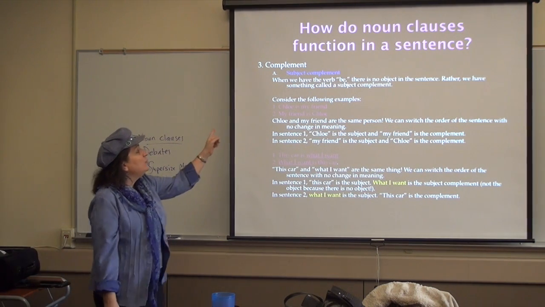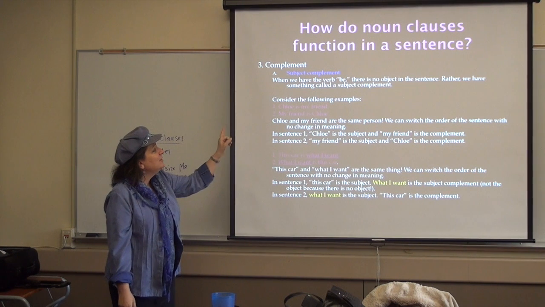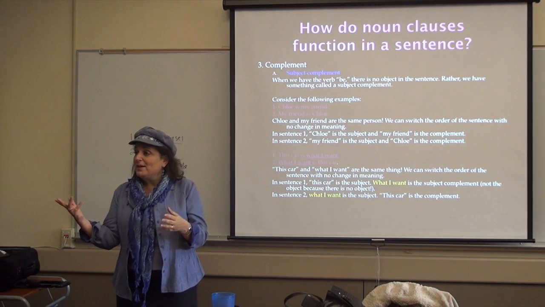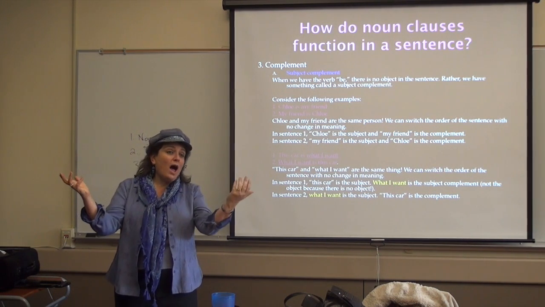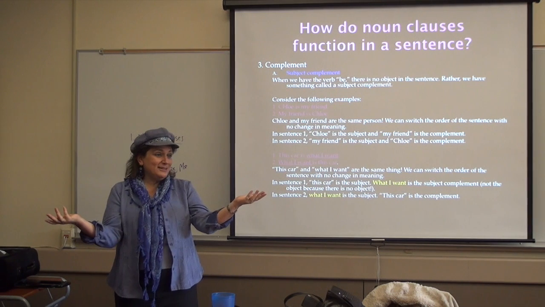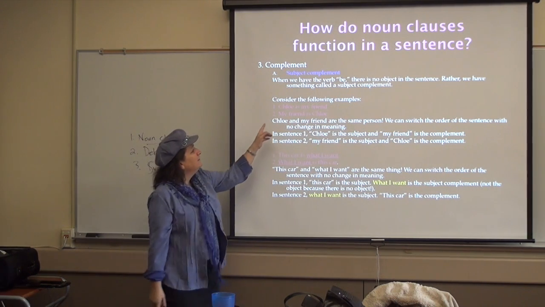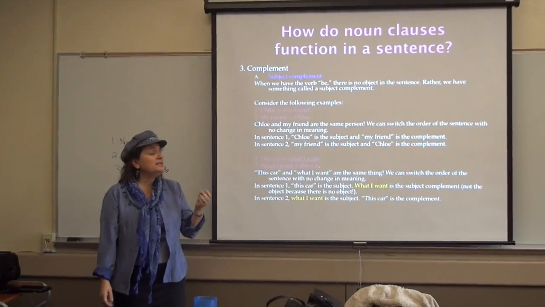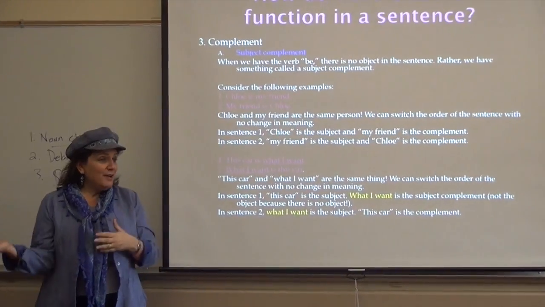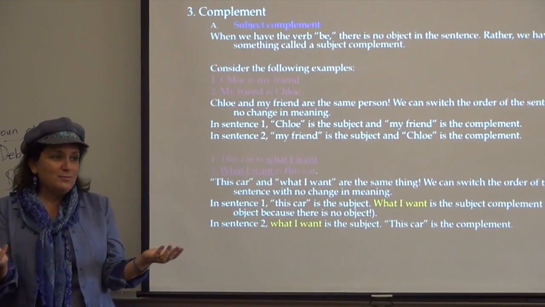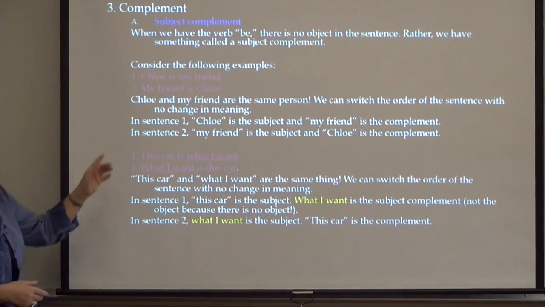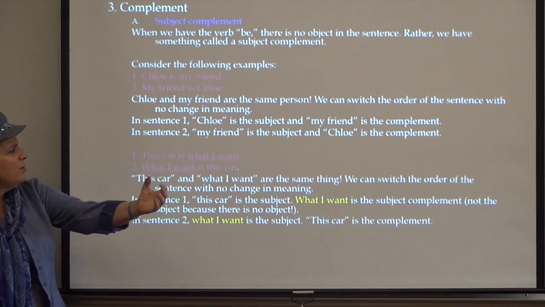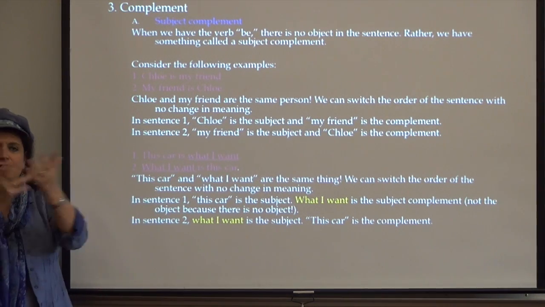So when we have the verb be, there is no object in the sentence. Rather, we have something called the subject complement. That's like X equals Y, Y equals X. Here's my example, similar to my Ricky example. Chloe is my friend. My friend is Chloe. There's no object. Chloe and my friend are the same person, right? We can switch the order of the sentence with no change in meaning.